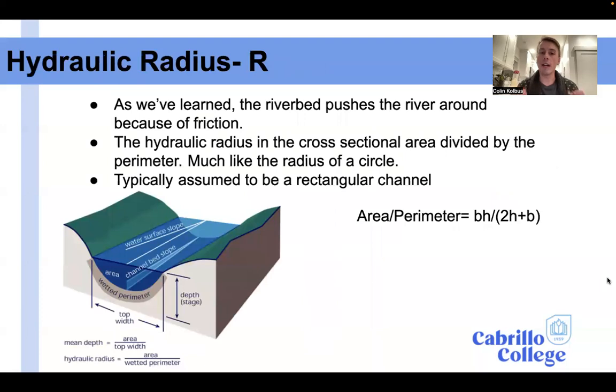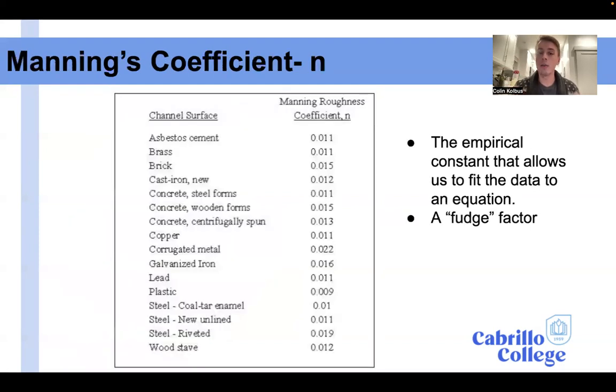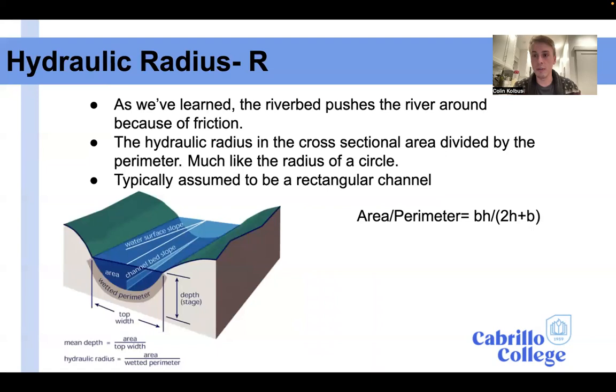The hydraulic radius is the cross-sectional area of our river divided by the wetted perimeter. It's sort of like the radius of a circle. And as we've learned, the riverbed is pushing the river around because of friction. The friction of the bed is determined by the material that bed is made out of, which is what the Manning's coefficient represents.